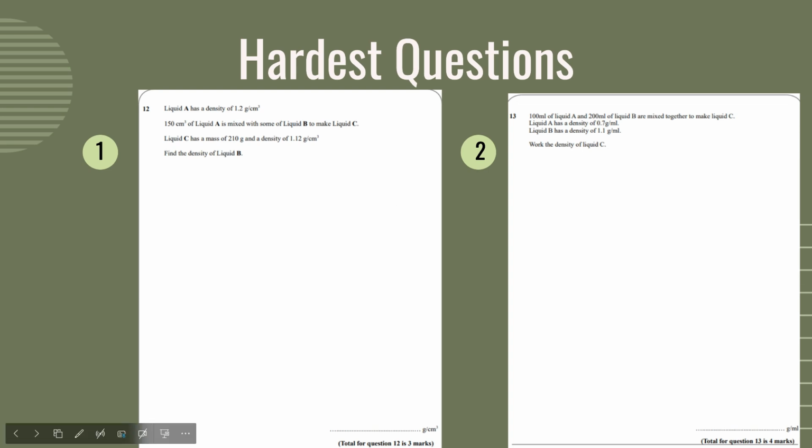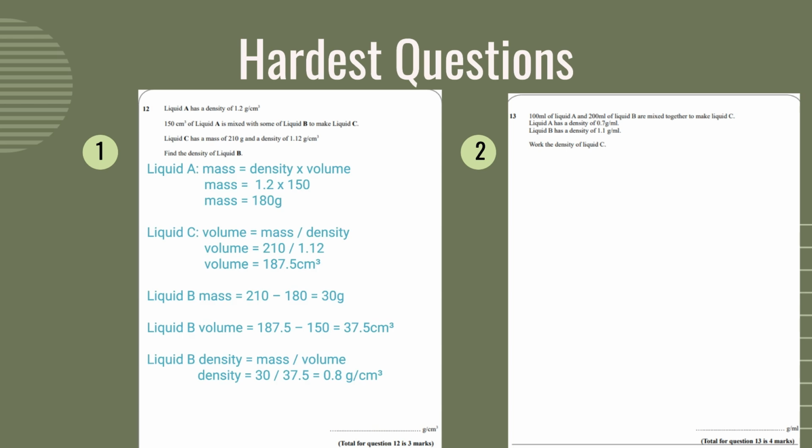So, in our first question, liquid A has a density of 1.2 grams per centimetre cubed, and 150 centimetres cubed of liquid A is mixed with some of liquid B to make liquid C. Liquid C has a mass of 210 grams and a density of 1.12 grams per centimetre cubed. Find the density of liquid B. So what we need to do is find the mass of liquid A and the volume of liquid C. So we can find the mass of liquid B by doing the mass of C minus A, and the volume of B by doing C minus A.